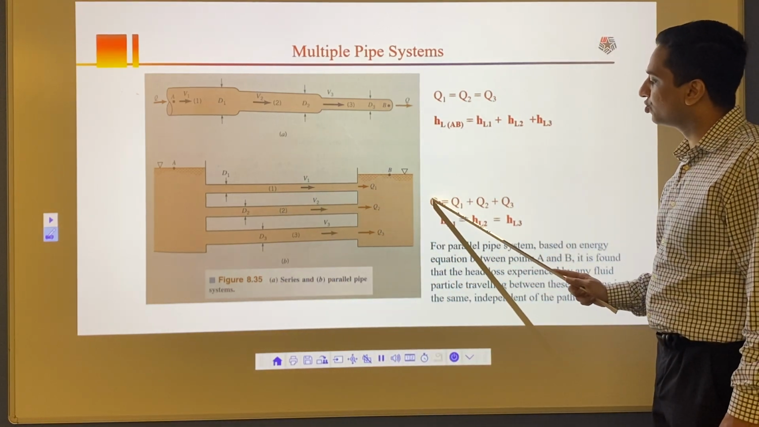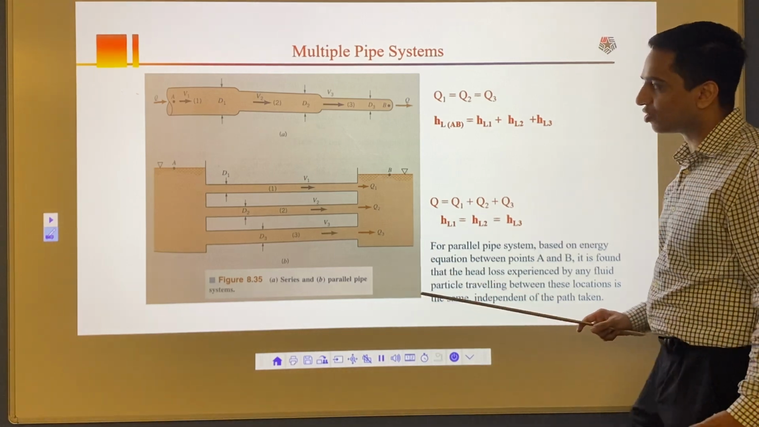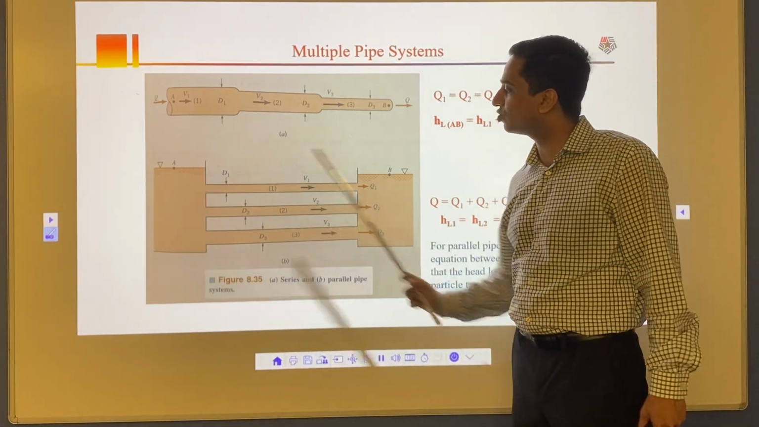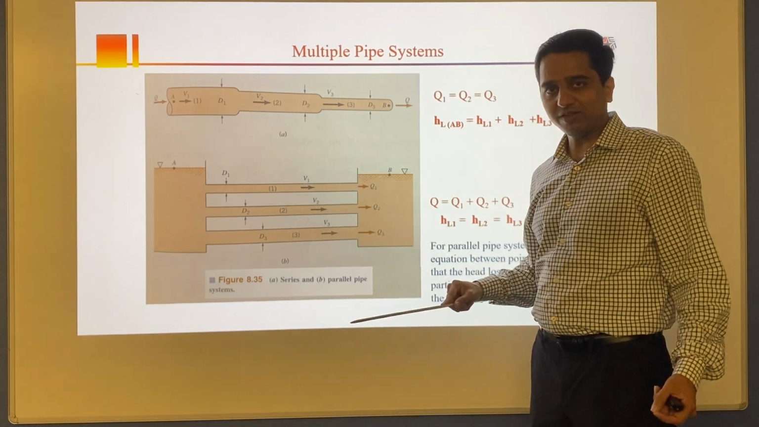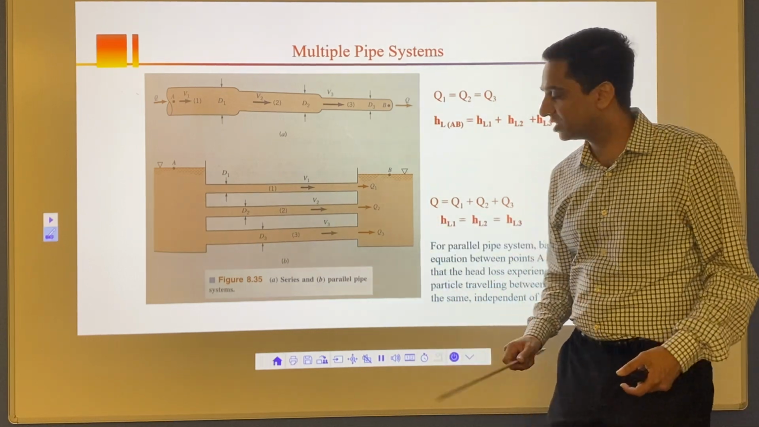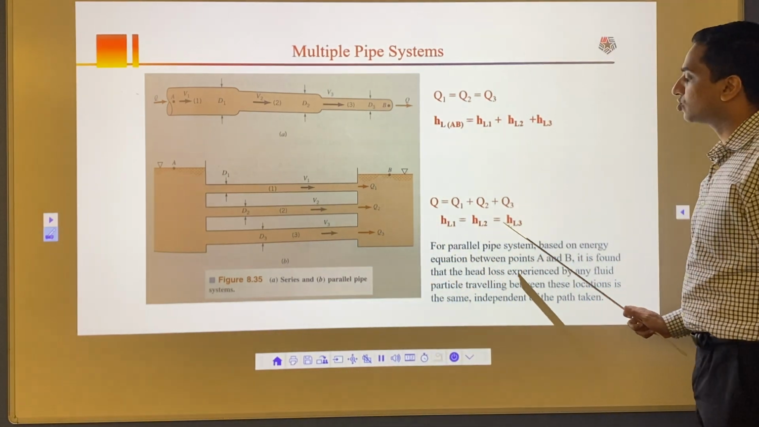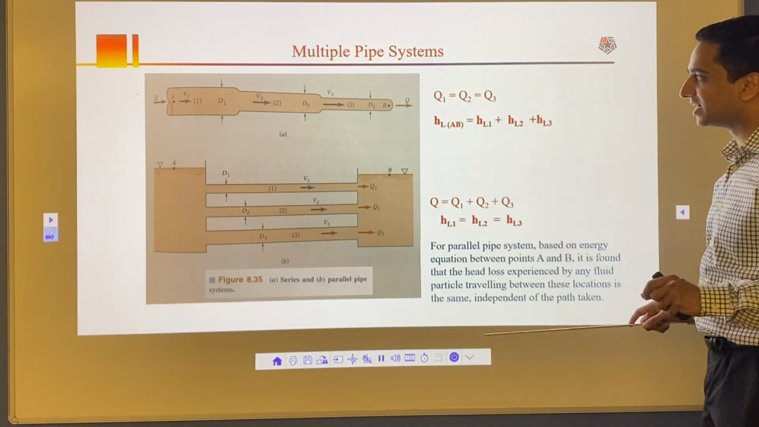That's your total Q. And when it comes to head loss, if you apply the energy equation from point A to point B, it says that the head loss for all the fluid particles, head loss here, here and here, is exactly the same. So HL1 is equal to HL2 is equal to HL3. That's what happens with parallel pipe flow systems. So keep that in mind.